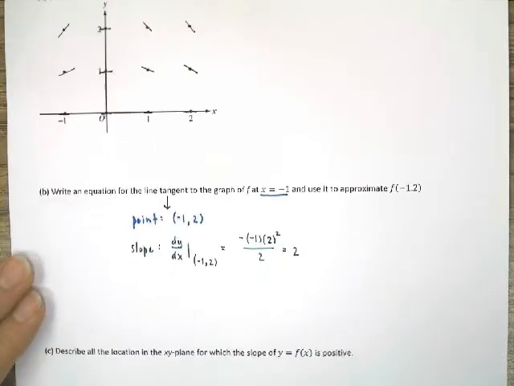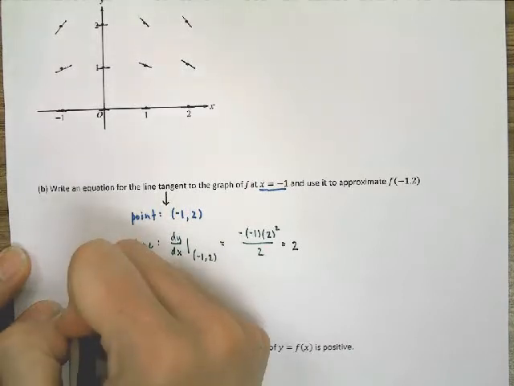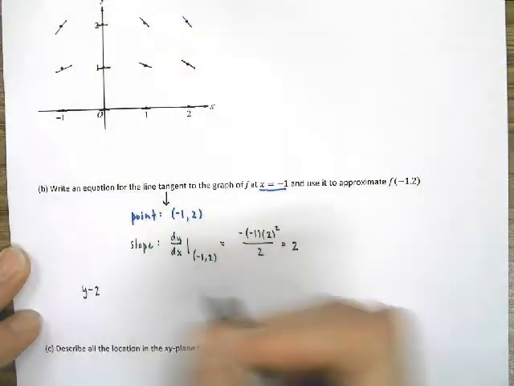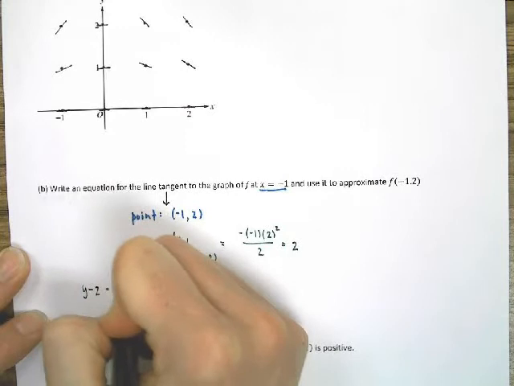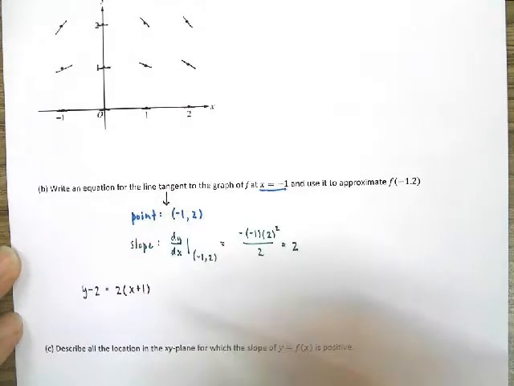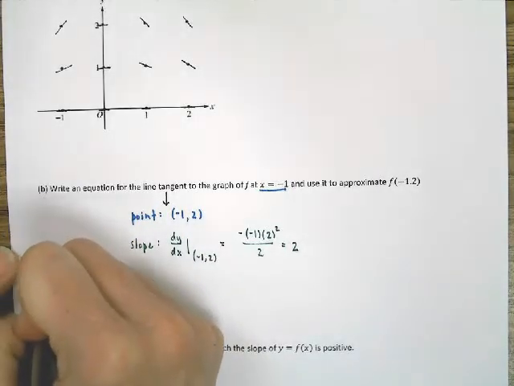So now that I've got my point and my slope, I can write my tangent line. So I have y minus 2 equals 2 times x plus 1. And that's the equation of my tangent line.